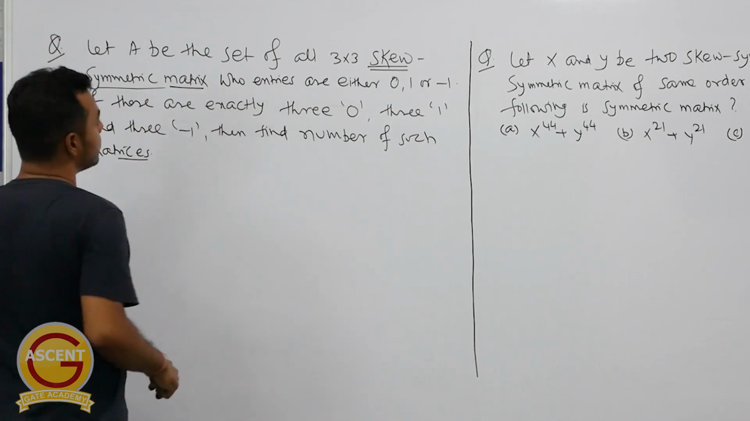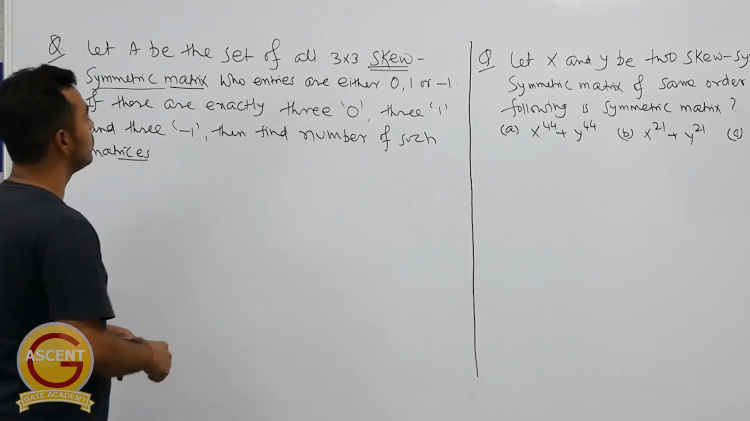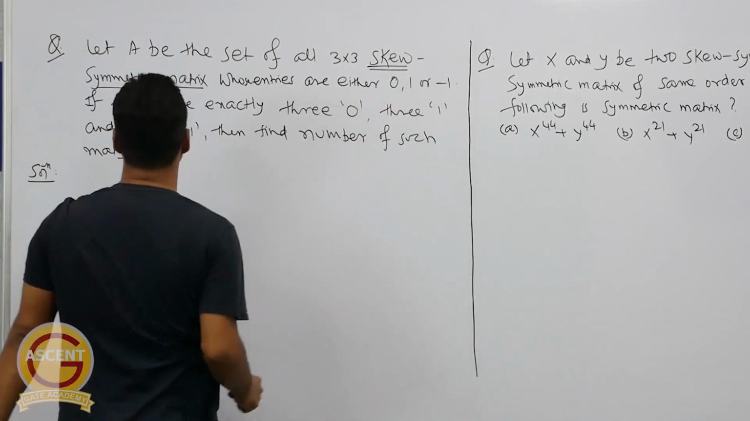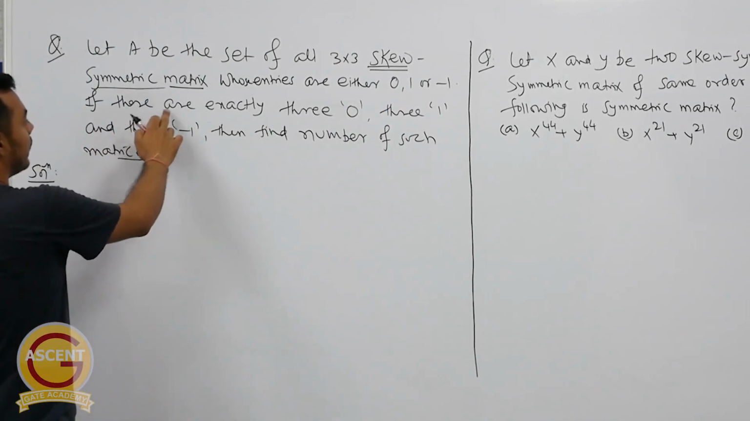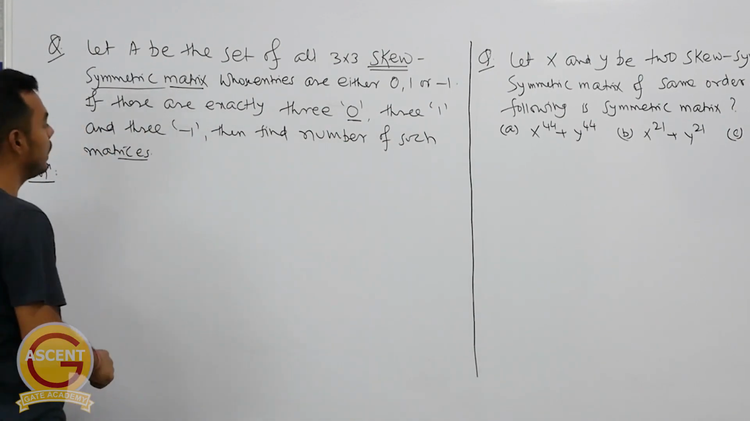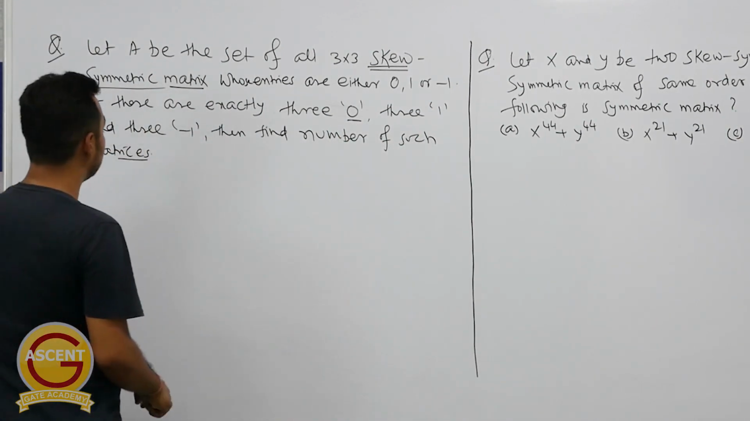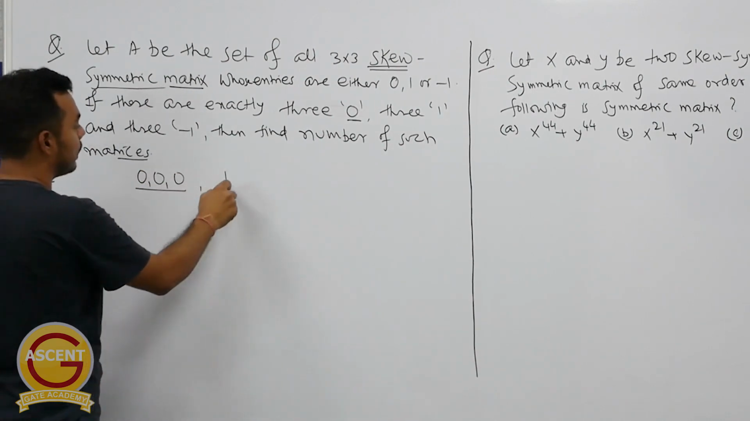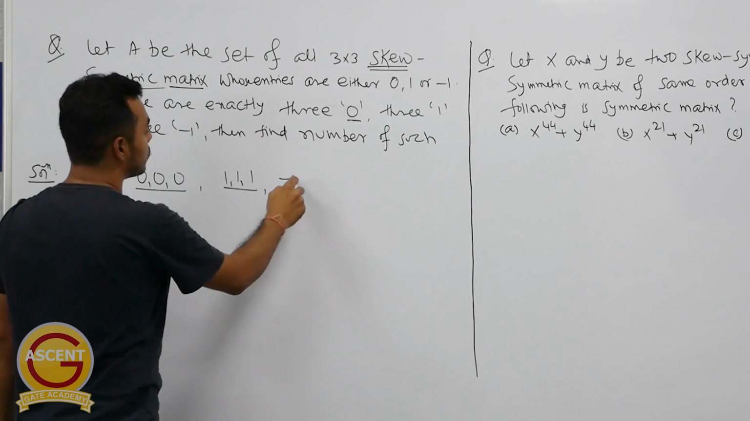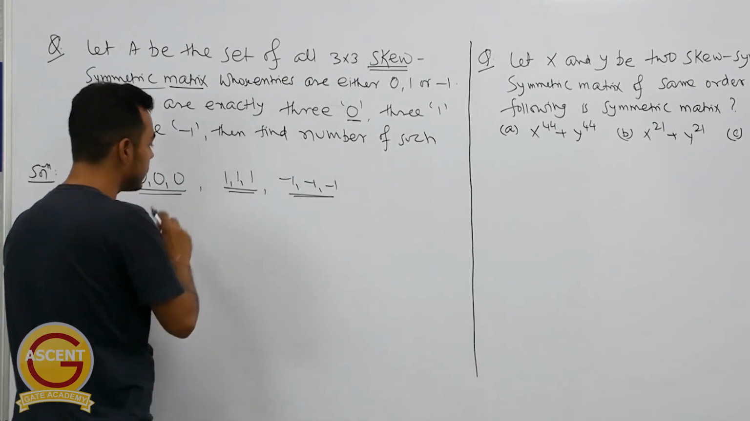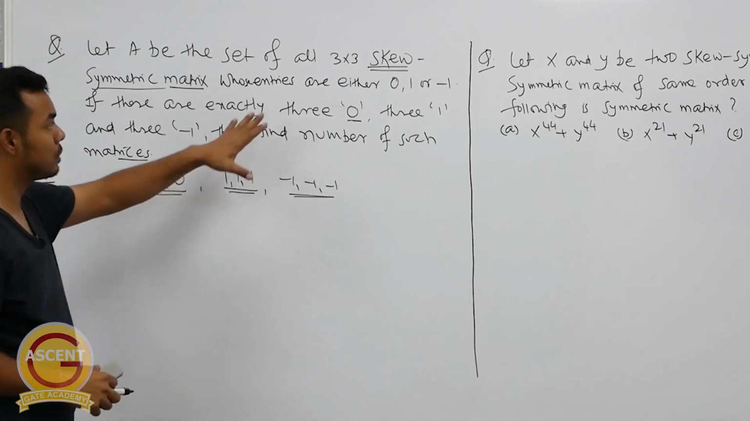A skew symmetric means A transpose is minus A, whose entries are either 0 or 1 or minus 1. Now the question is, if there are exactly 3 0, 3 1 and 3 minus 1, then the number of such matrices is. So we have to use 3 0, 3 1 and 3 minus 1, and then we have to see how many skew symmetric matrices are possible using these 9 elements, and the matrix is of order 3 into 3.